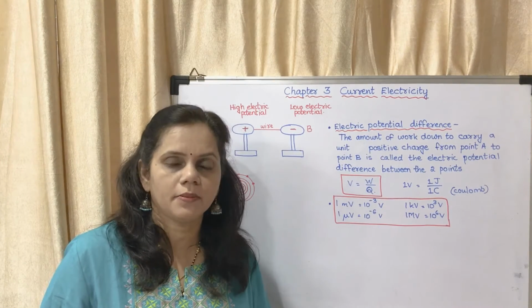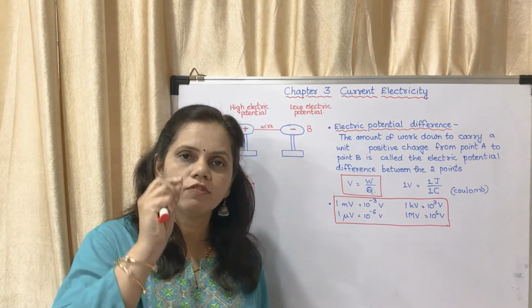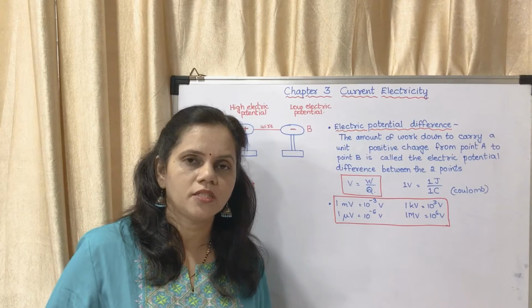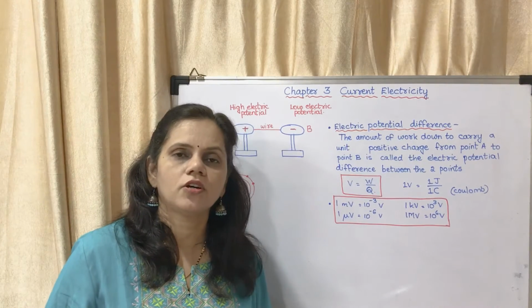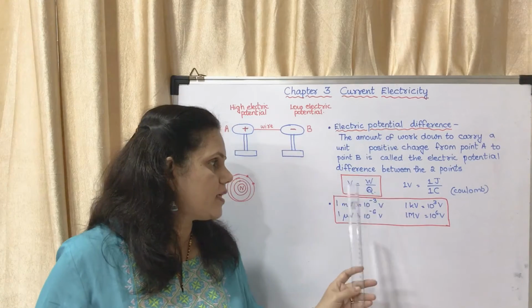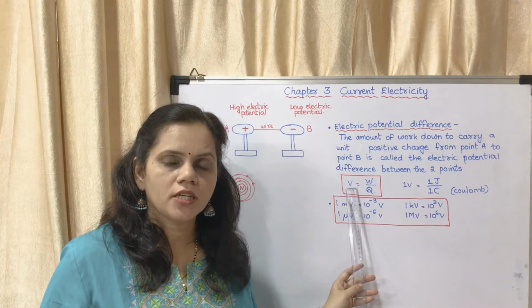That we will be seeing afterwards. So there is a particular value for that charge. Charge means how much? So there is a charge for an electron. How much charge? So what is potential difference?